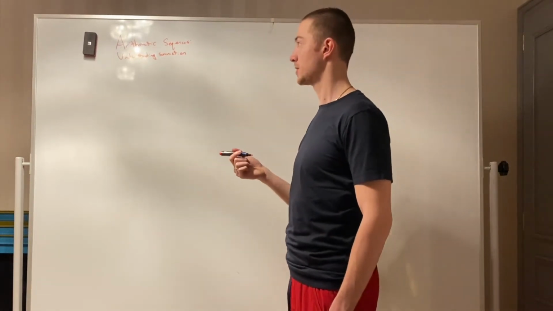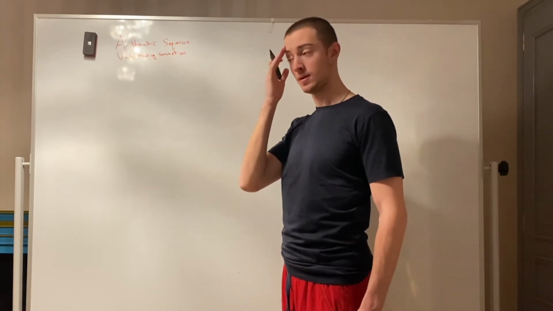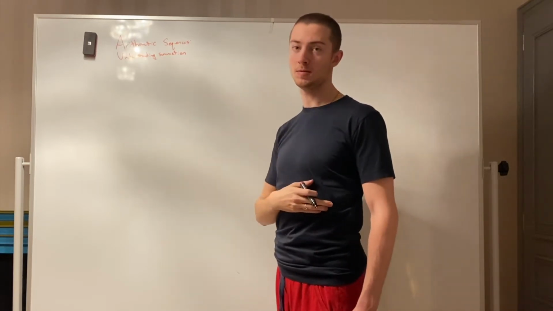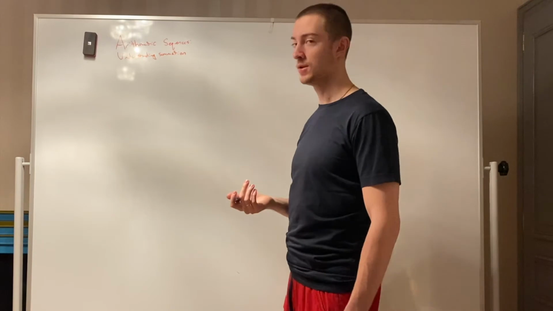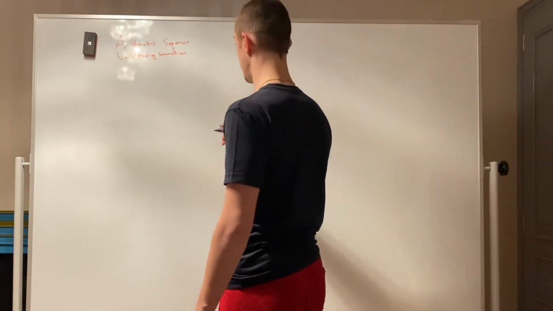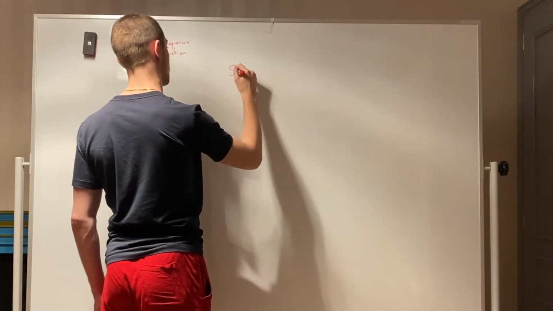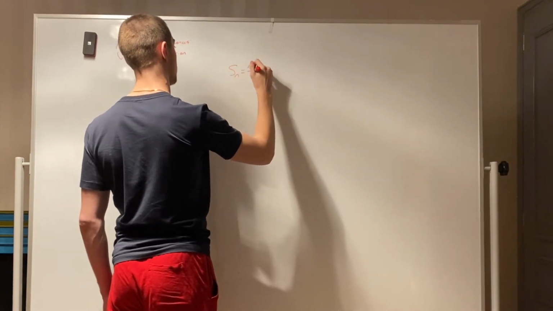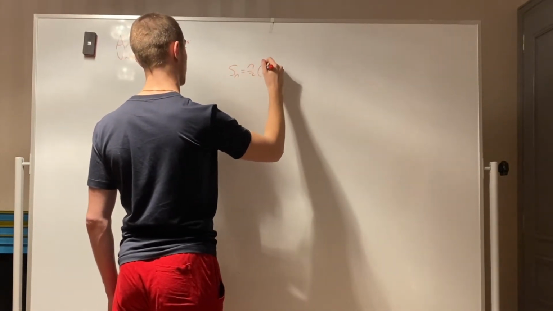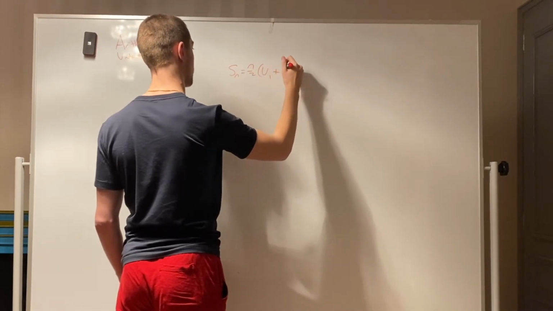In this video I'm going to talk about arithmetic sequences and series and understanding the summation formula. Now you probably already know that the summation formula for an arithmetic series can be expressed as S of n is equal to n over 2 multiplied by u1 plus un.